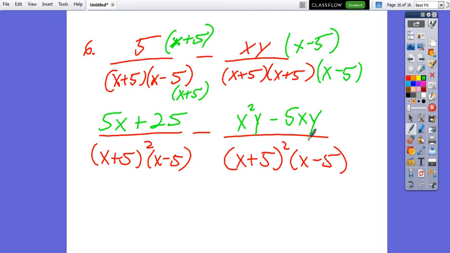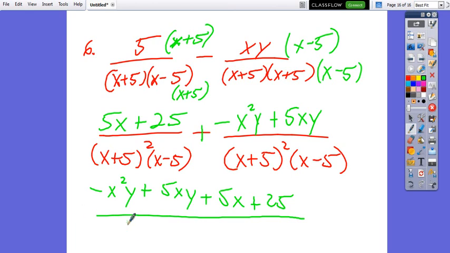But when we write this out, we do need to make sure we change our signs, because I've got a minus here. So that means this is going to be plus, minus, plus. I'm going to write it from the highest degree down. So it's going to be negative x squared y, and then plus 5xy plus 5x plus 25. All of that is over x plus 5 squared times x minus 5. Now, that's ugly, but it can't be simplified.